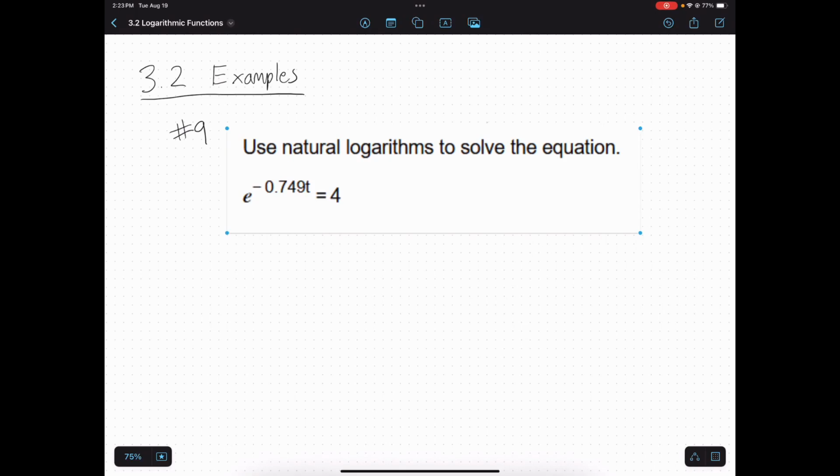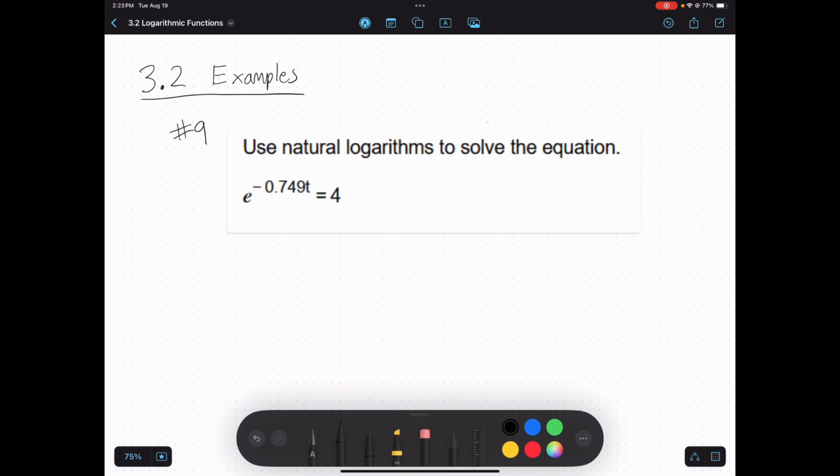Okay, the first example we're going to look at from the 3.2 homework is number 9. So this one is saying use natural logarithms to solve this equation. We have e to the negative 0.749t equal to 4. Remember, just using basic operations like addition, multiplication, subtraction, we're not going to be able to solve for t. It's impossible. We have to use natural logarithms to get that t out of the exponent.